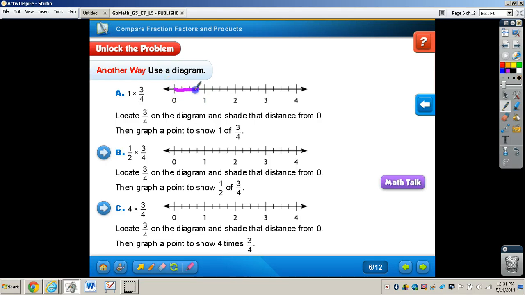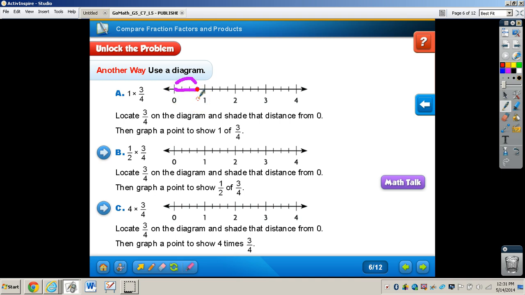We'll just color that in right there. Okay, then we can graph the point to show 1 of 3/4. So we can see that this section here is 1 of 3/4. So we're graphing it, we can shade it in right there.